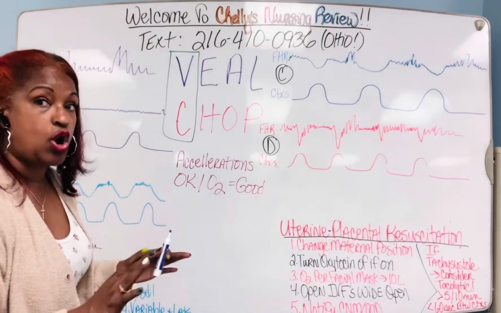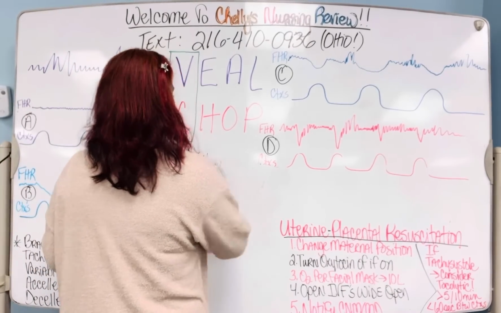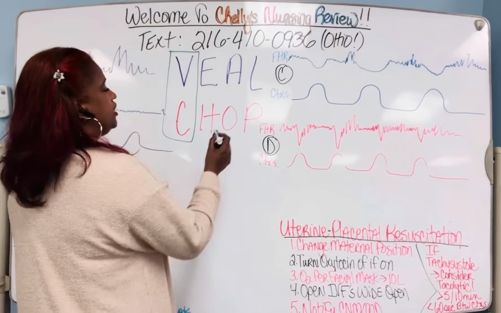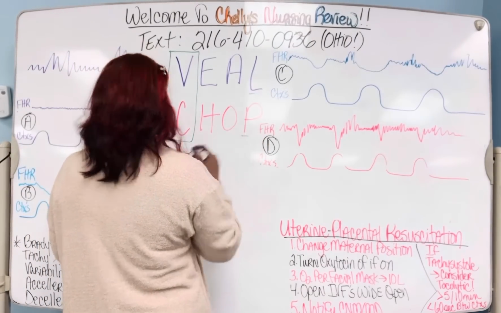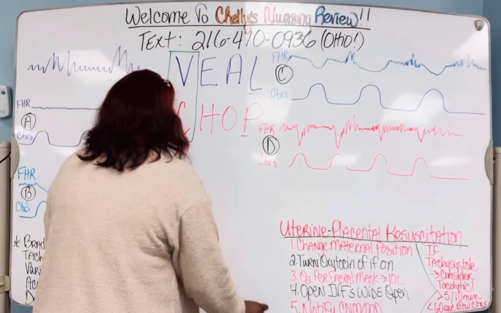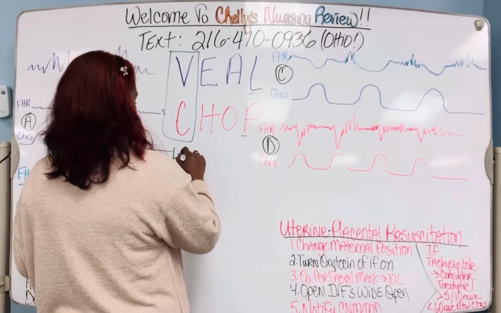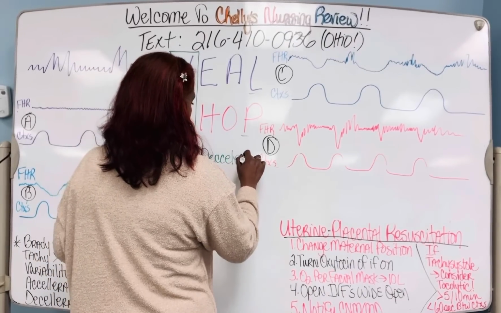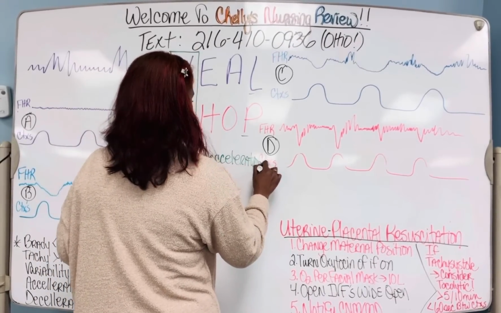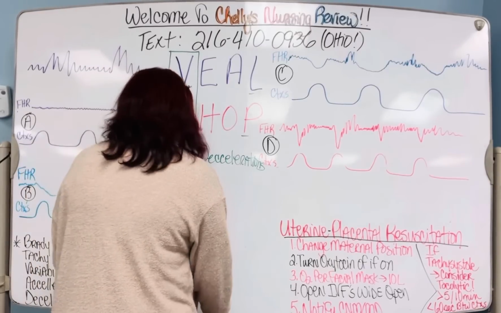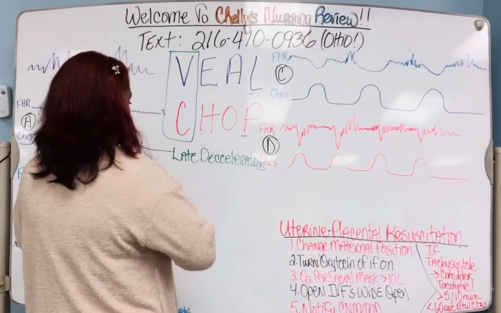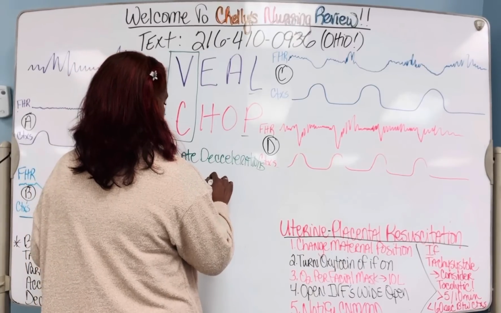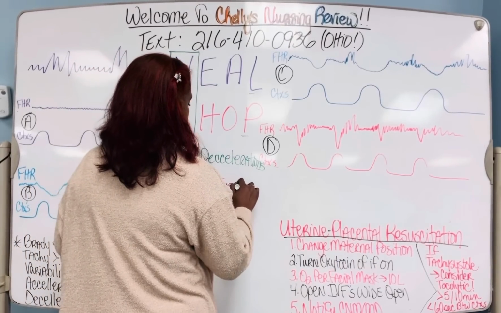Now let's do the worst strip on the board. Outside of absent variability, which is probably a good tie, let's look at this L and this P. The L, as you know by now, means late decelerations. I think I'm spelling these wrong. I got 2 C's in here. I think it's only one. Who gives a shit? And then the P stands for placental insufficiency.